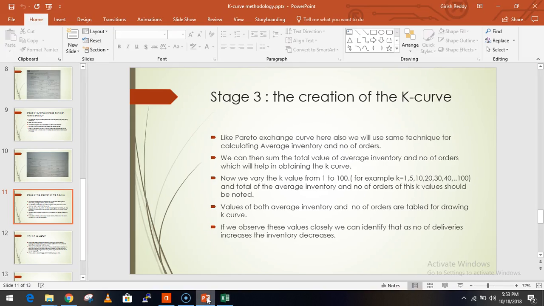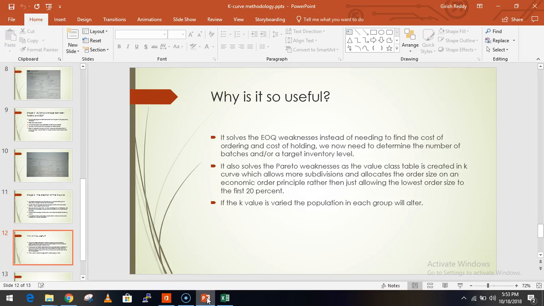Why is it so useful? As I said before, it is the combination of the strengths of both EOQ and Pareto in order to resolve the weaknesses of Pareto and EOQ. It solves the EOQ weakness. Instead of needing to find the number of orders and holding cost, we now need to determine the number of batches and or a target inventory level.